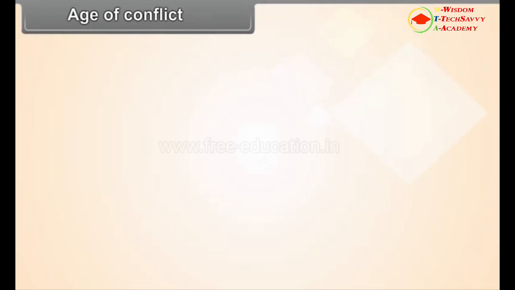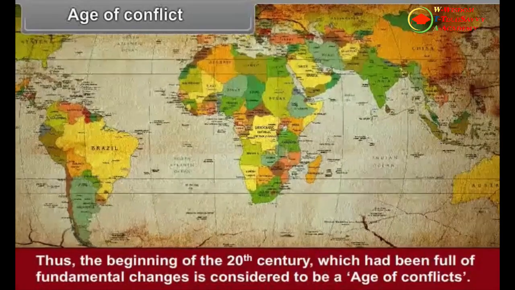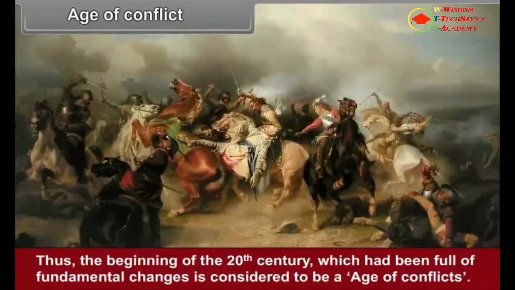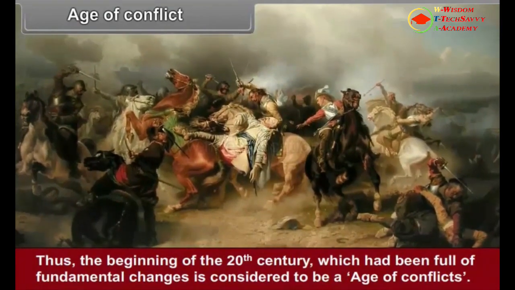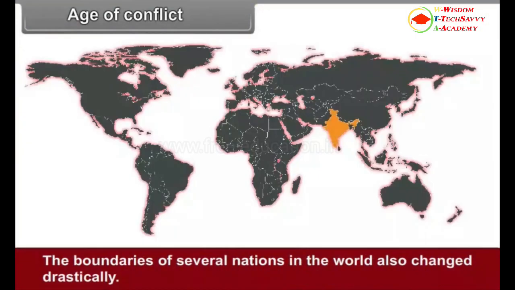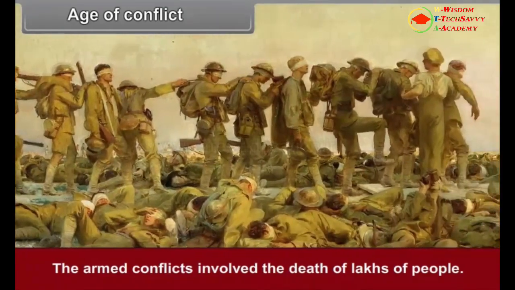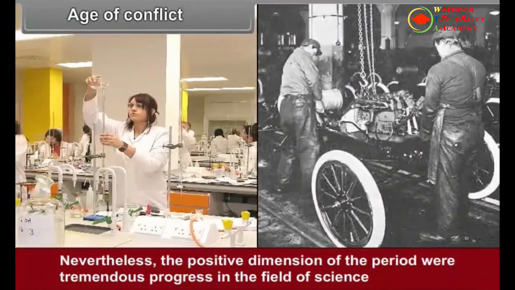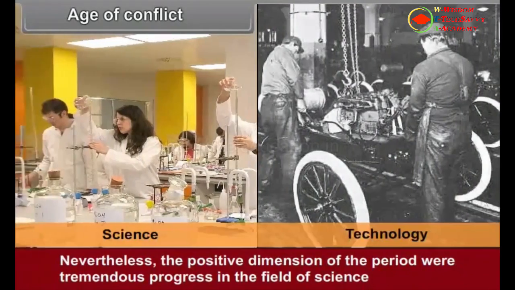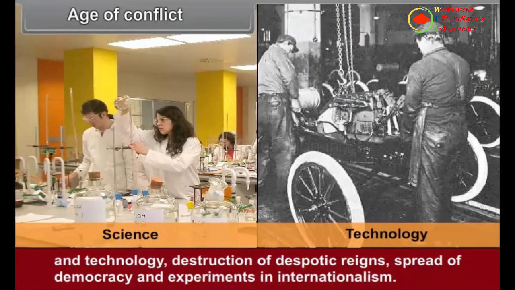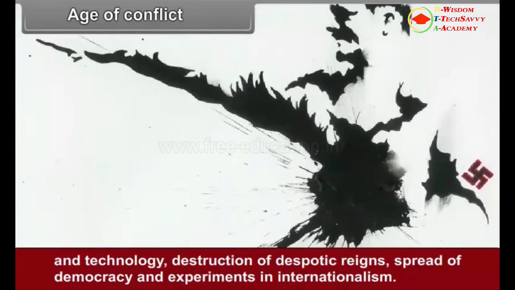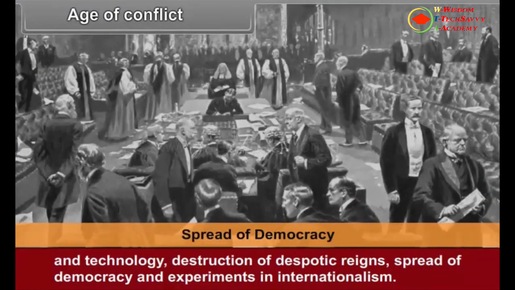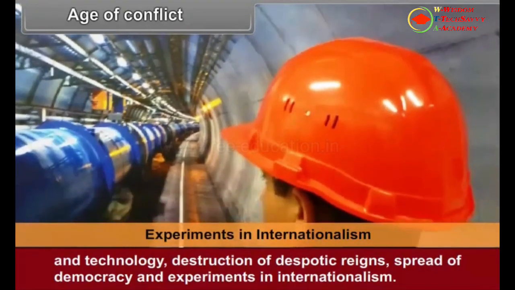Age of conflict. Thus, the beginning of the 20th century, which had been full of fundamental changes, is considered to be an age of conflicts. The boundaries of several nations in the world also changed drastically. The armed conflicts involved the death of lakhs of people. Nevertheless, the positive dimensions of the period were tremendous progress in the field of science and technology, destruction of despotic reigns, spread of democracy, and experiments in internationalism.